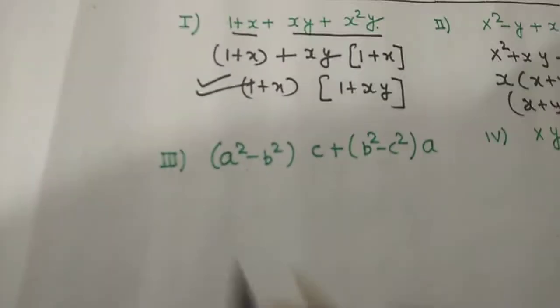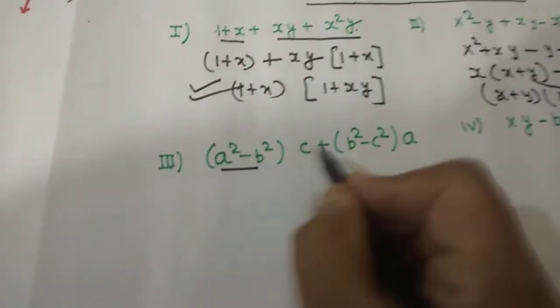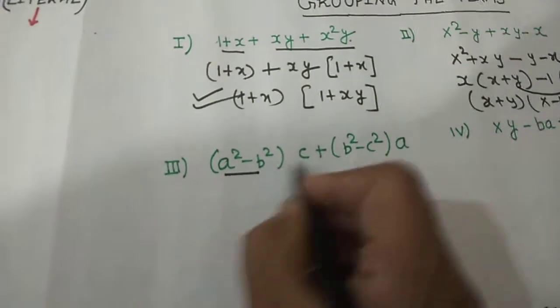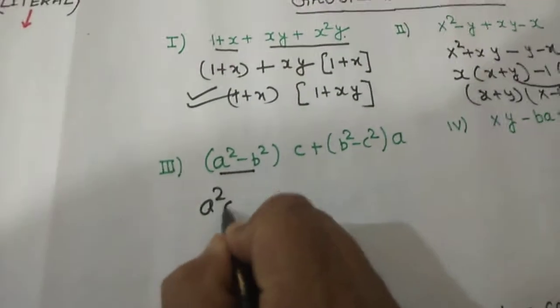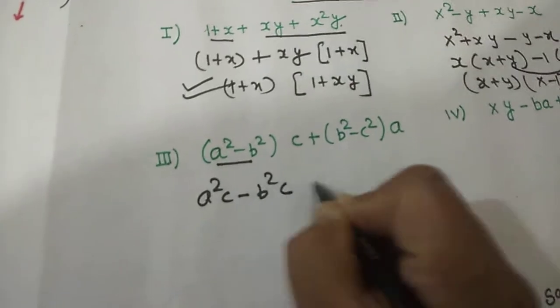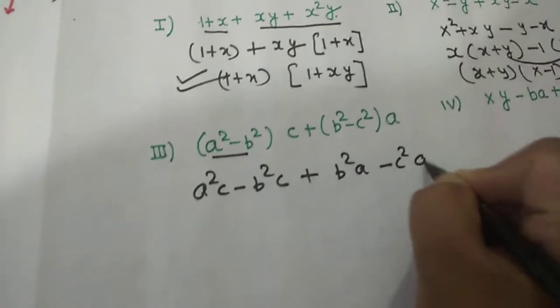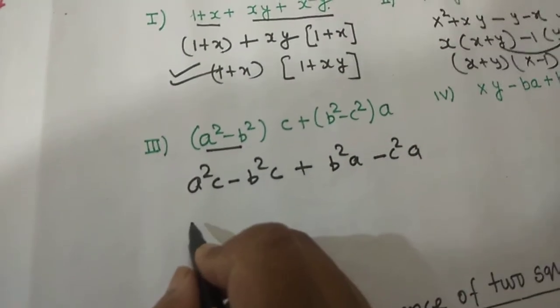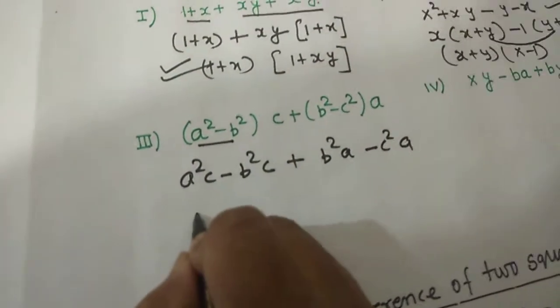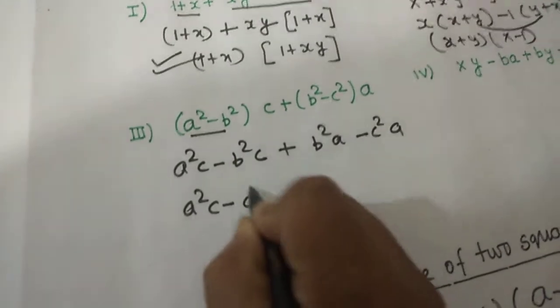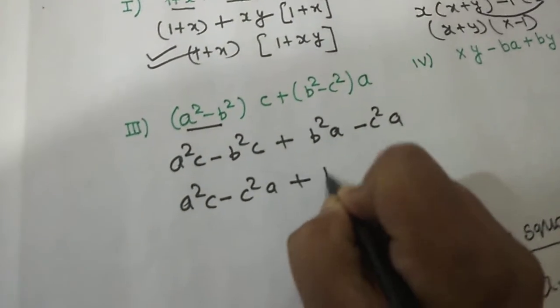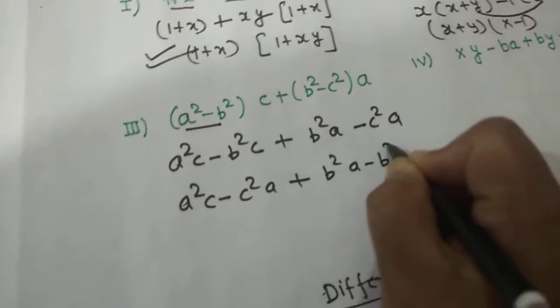Arranging the terms. Now you check the third one: a square minus b square c, b square minus c square. First of all we will multiply: a square c minus b square c plus b square a minus c square a. Now you take a square c minus c square a plus b square a minus b square c.